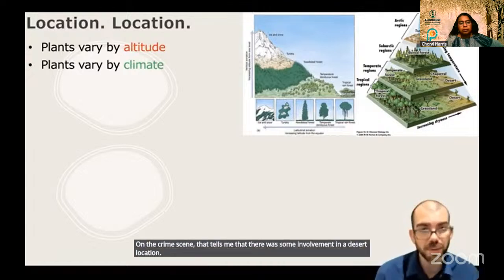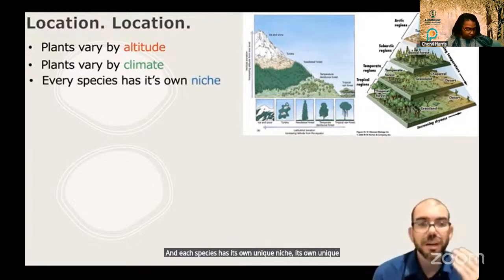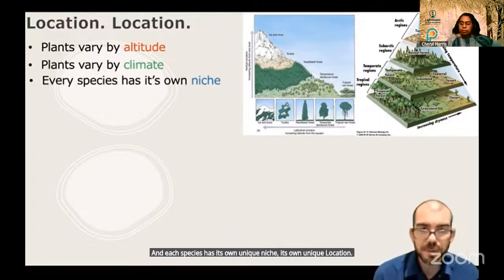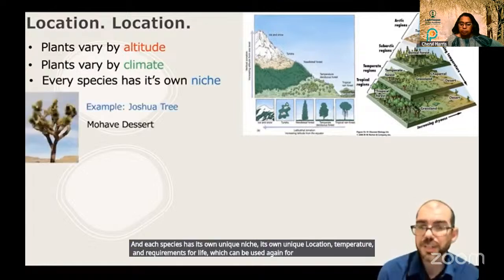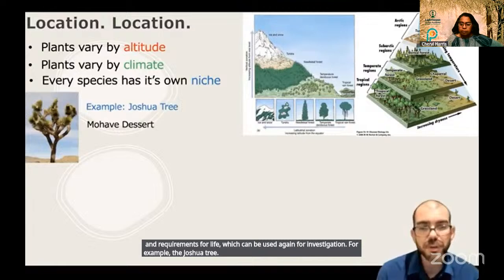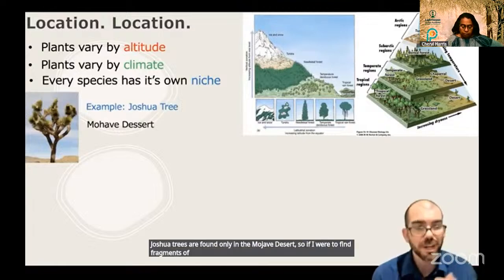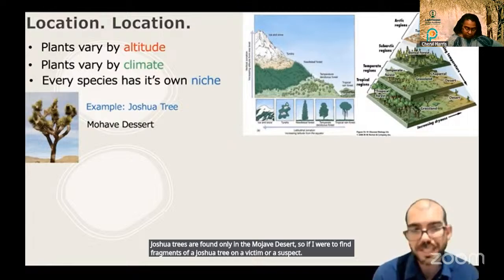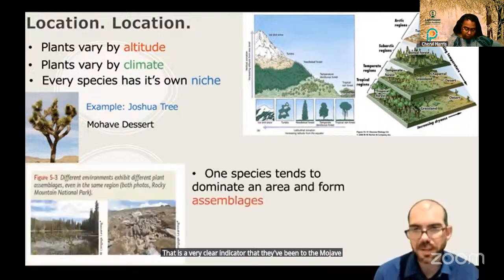And each species has its own unique niche, its own unique location, temperature, and requirements for life, which can be used again for investigation. For example, the Joshua tree. Joshua trees are found only in the Mojave Desert, so if I were to find fragments of a Joshua tree on a victim or a suspect, that is a very clear indicator that they've been to the Mojave Desert recently.